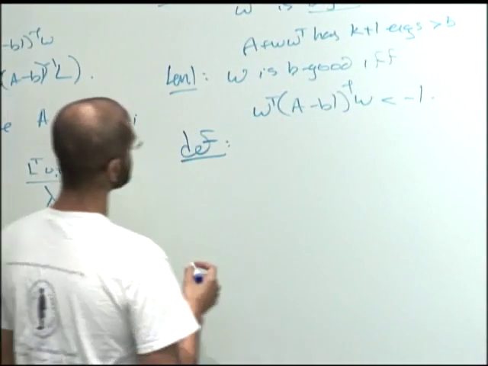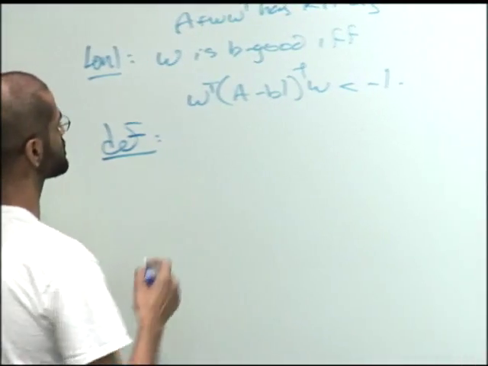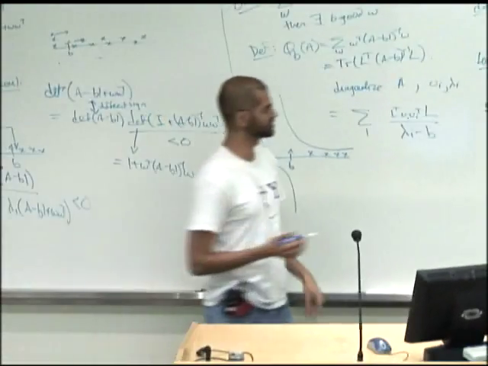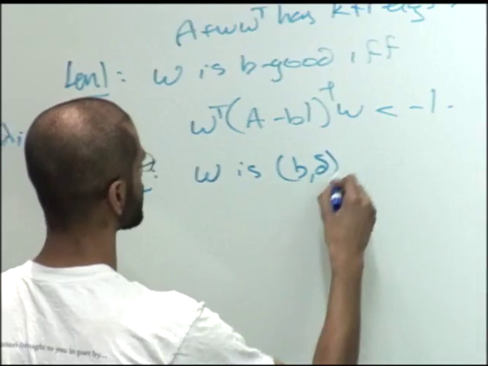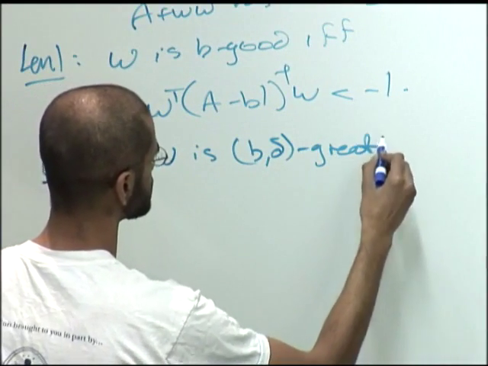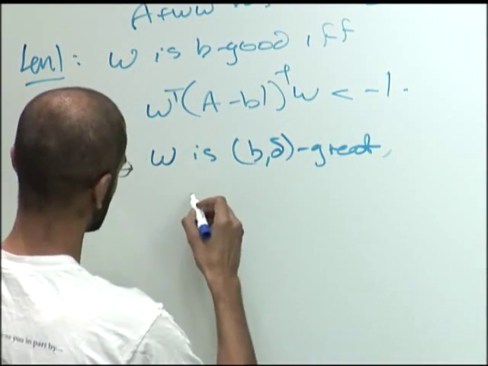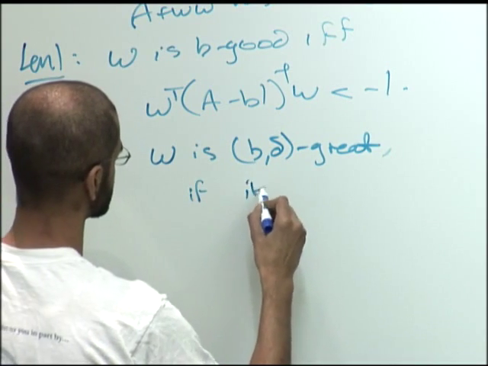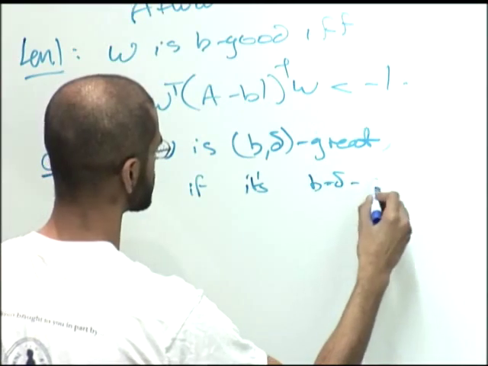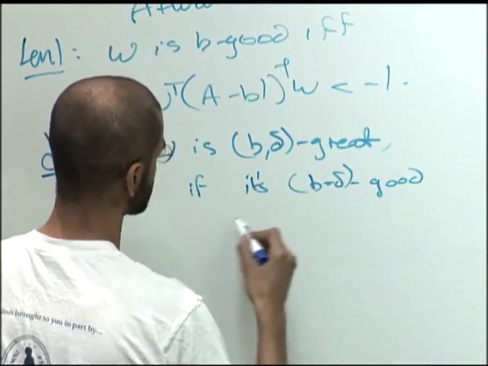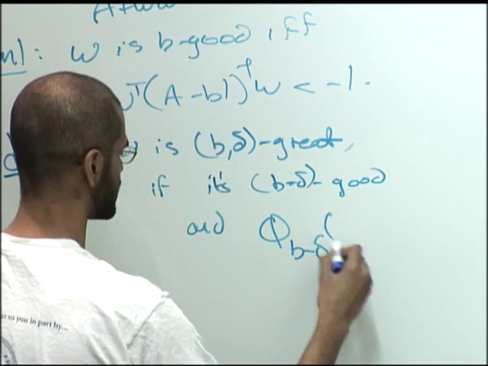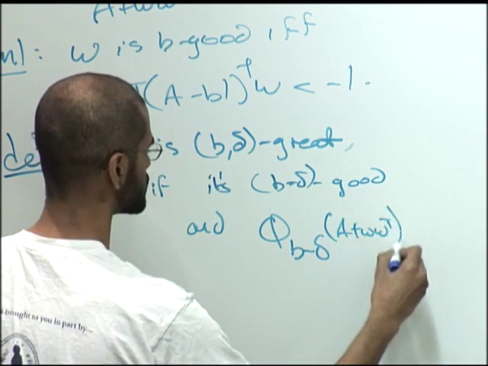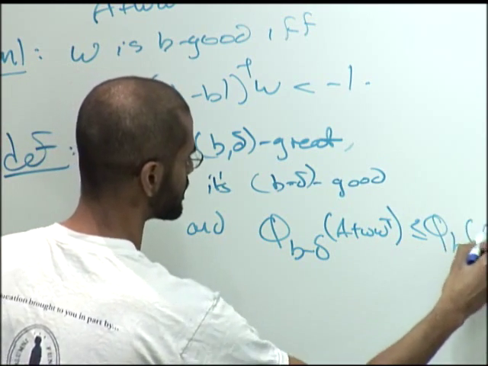This motivates me to define a stronger condition on vectors, which says that I jump across a barrier and I don't get stuck. So we'll say that W is (B, delta)-great if it's (B minus delta)-good, and the potential at B minus delta of A plus WW transpose is at most the potential at B of A.